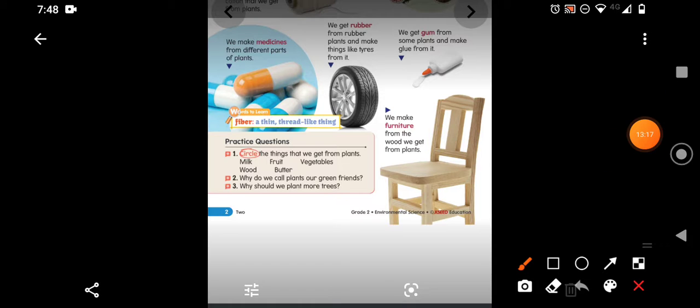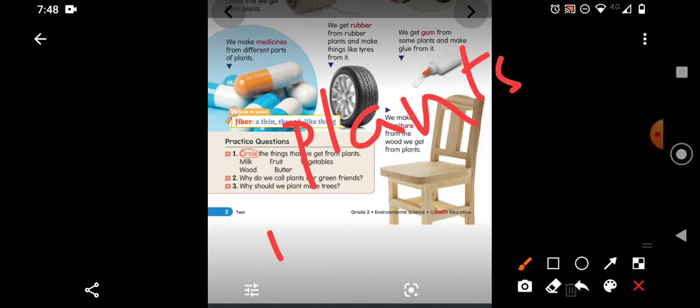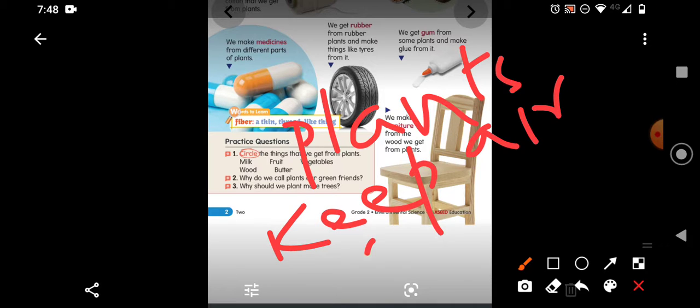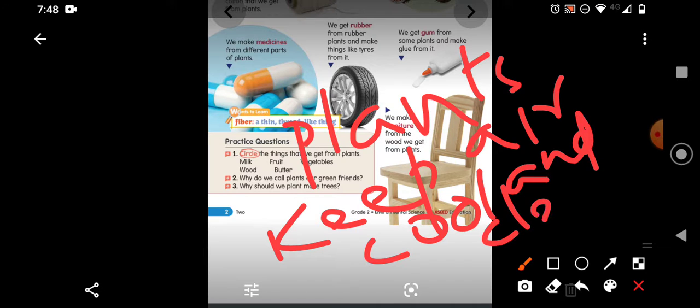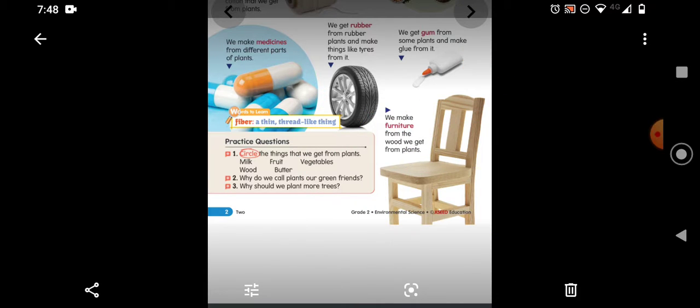So now see, why do we call our plants our green friends? Plants keep the air cool and clean. So when anything is clean, it is green, so they are also giving us, you can even write, plants give us fresh air. Plants keep the environment green. That's why they are called the green friends. They help us in many ways.